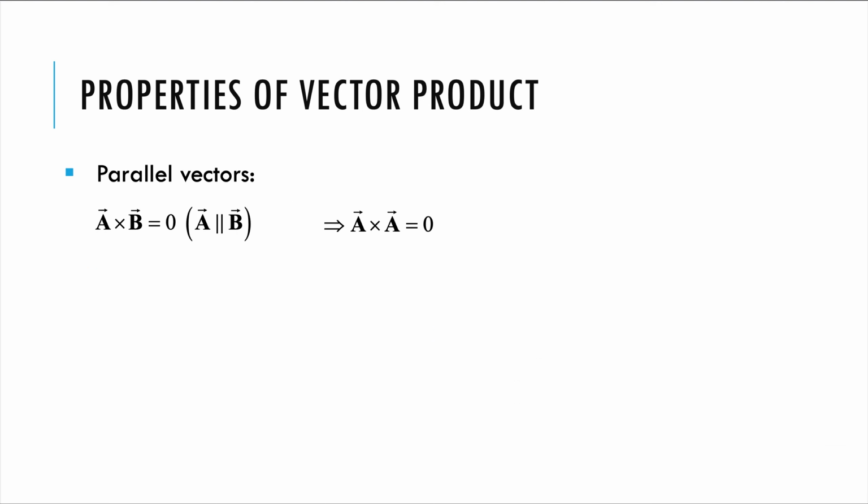Let's look at some properties of the vector product. If your vectors are parallel to each other, then their cross product is going to be 0. And that's because we know that the magnitude of the cross product is AB sine theta. When vectors are parallel to each other, theta is 0, sine of 0 is 0, and so the whole cross product is 0. So two vectors crossed to themselves will equal 0.